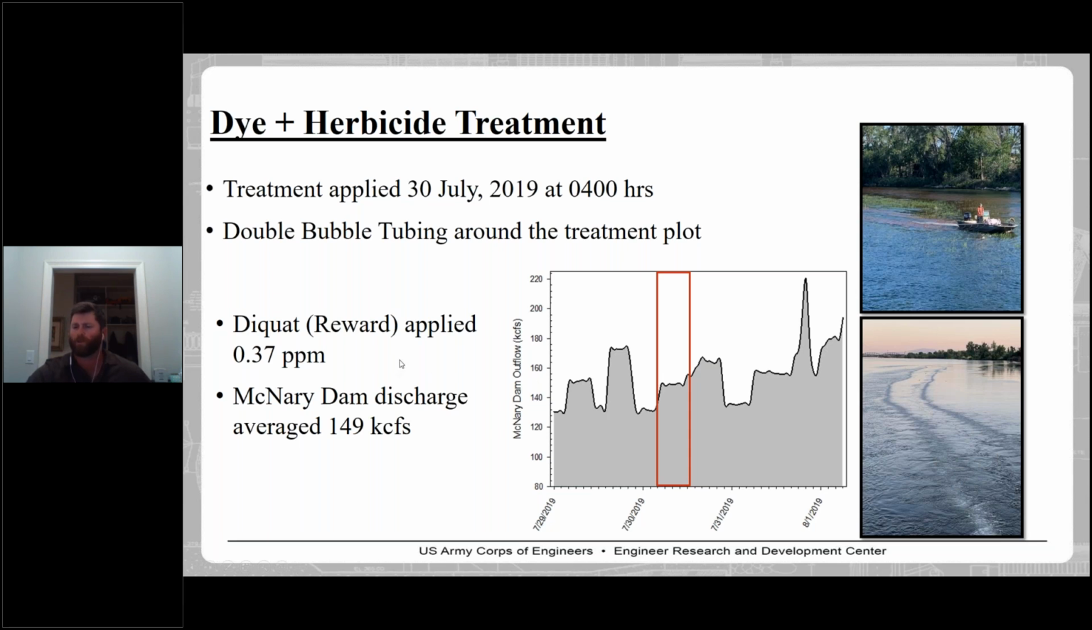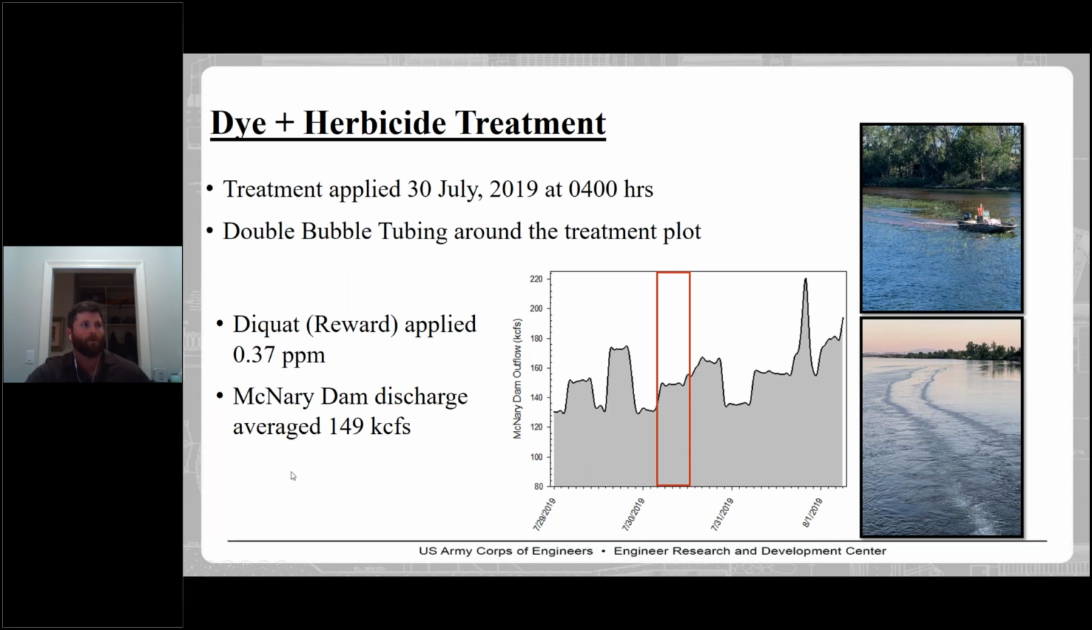We were using Dicot Reward as the trade name of the product with a target concentration of 0.37 parts per million. And McNary Dam discharge at the time of application averaged about 149,000 cubic feet per second. So pretty good amount of flow, certainly not the greatest amount of flow that I've seen come out of McNary Dam, but definitely a challenge to get the contact time we were hoping for with that type of flow coming from the dam.